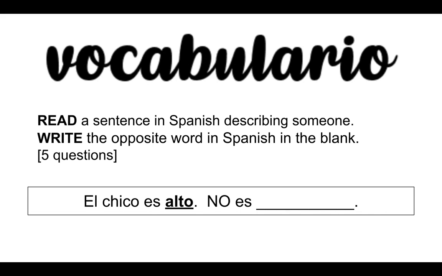In a second vocabulary activity, you will read a sentence in Spanish describing someone. You will write the opposite word in Spanish in the blank. There are 5 of these questions. El chico es alto. No. Es bajo. The boy is tall. No, he's short. You're going to put in the opposite word for what is underlined.